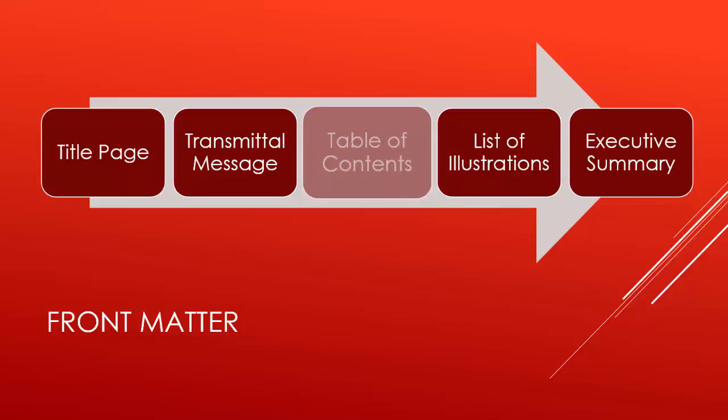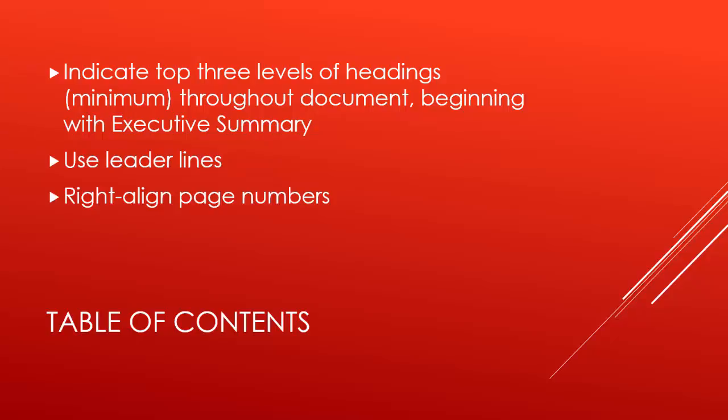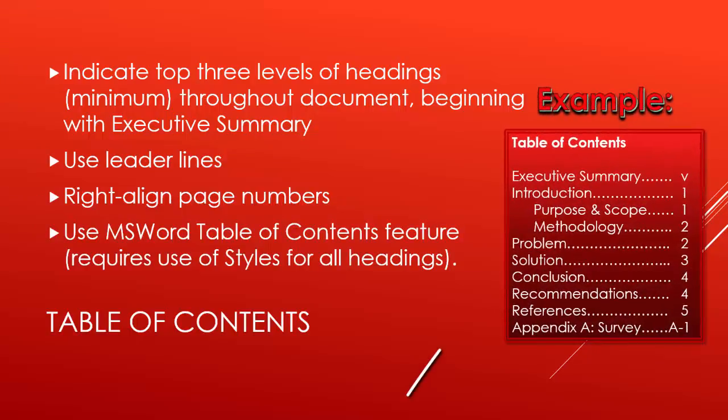The next component of the front matter in a formal report is usually the table of contents. This should clearly indicate the headings, subheadings, and sub-subheadings, if applicable, within the document, exactly as they appear in the report, including any applicable indentation. Use leader lines and right-aligned page numbers showing only the first page on which each section begins. It's helpful to use the Microsoft Word Table of Contents feature to create this component. A sample of what a table of contents should look like can usually be found in most business writing textbooks.